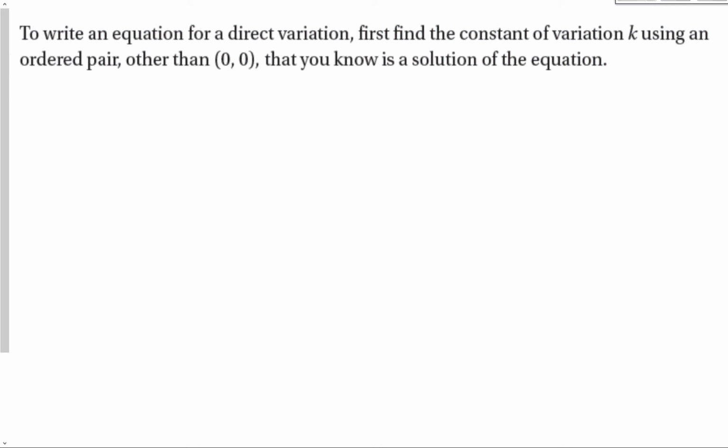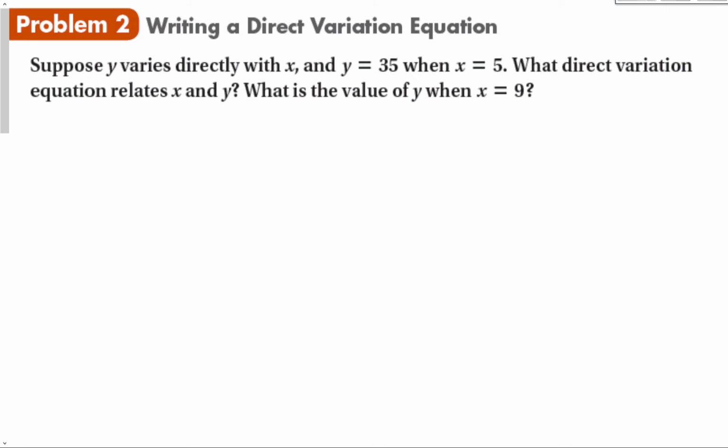To write an equation for direct variation, first find the constant of variation k using an ordered pair other than 0, 0, because 0, 0 doesn't really give us any information that we know is the solution to an equation. So, suppose y varies directly with x, and y is equal to 35 when x is equal to 5. What direct variation equation relates y to x? And then the second part is what is the value of y when x is 9?